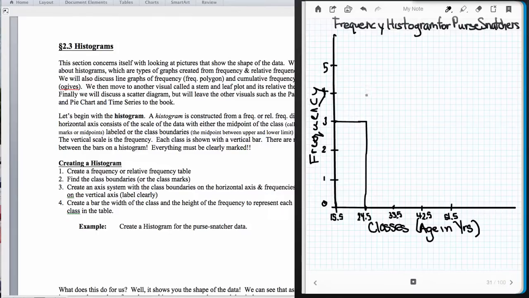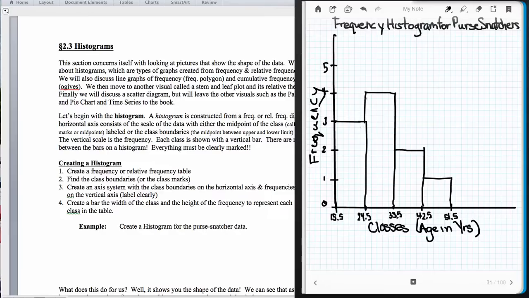And then my next one had a height of 4, so I'm going to put in my 4 right across here and create the bar out of that. And then my next one had a height of 2, a frequency of 2, so my bar is going to be 2 units high. And my last one has a height of 1, and so there's my height right there.